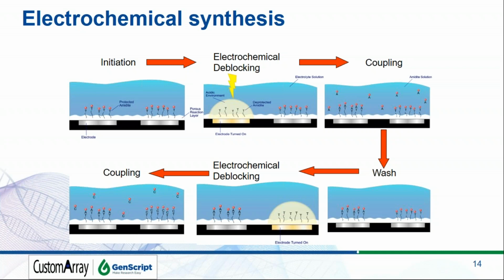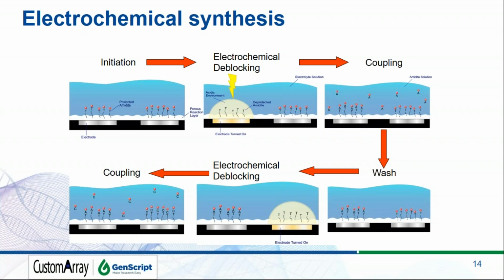And the A couples only to the T, the first T, and not the second T. Then we wash that away, get rid of all of that, and then we turn on the second electrode that wasn't turned on the first time. There, the protecting group is removed. You see the little red balls are gone. And then in the next step, we add the C phosphoramidite, which again only is coupled to the second T, because the first one was not turned on. So now in the first electrode, you have TA, and in the second one, you have TC.